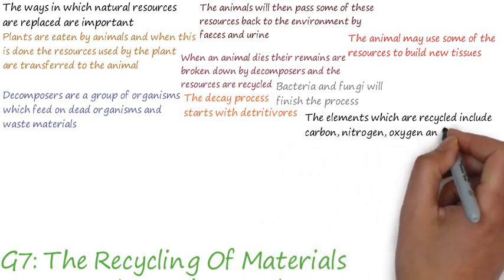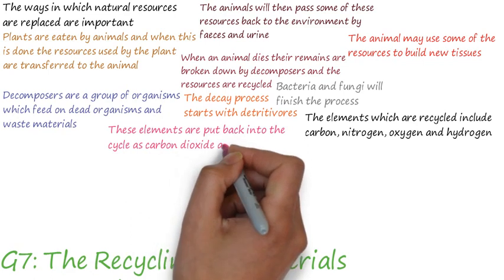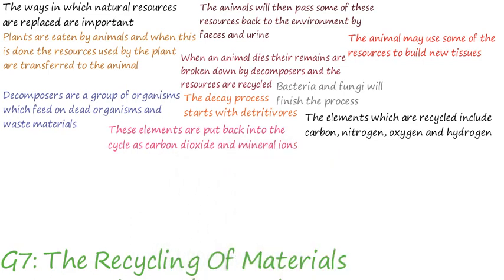Typically, the elements which are recycled include carbon, nitrogen, oxygen and hydrogen. Once decomposers have digested all the material, these elements are put back into the cycle as carbon dioxide, which is then used in photosynthesis, and mineral ions, which the roots of plants take in.